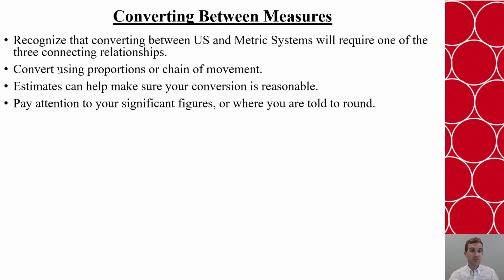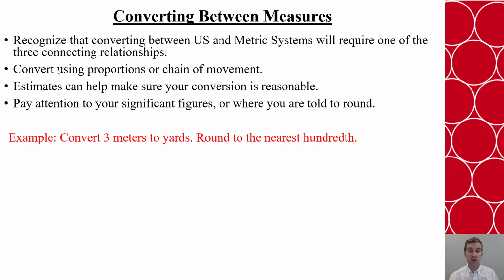So when we're converting, we first will have to determine which of those three relationships is needed to help with the conversion. We can use proportions or chain of movement to help us with that conversion. And those estimates that we've talked about before can help us to make sure that our answer seems reasonable. Always pay attention to your significant figures or where you're told to round at the very end. Don't round until you're at the very end.